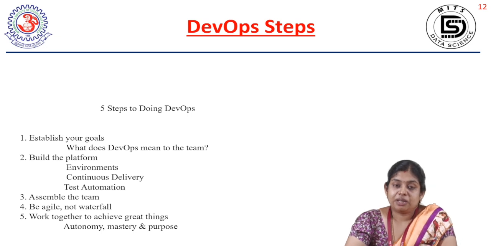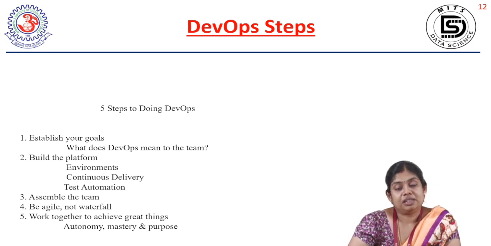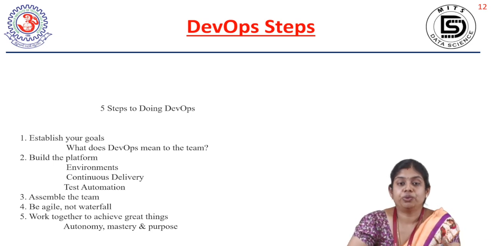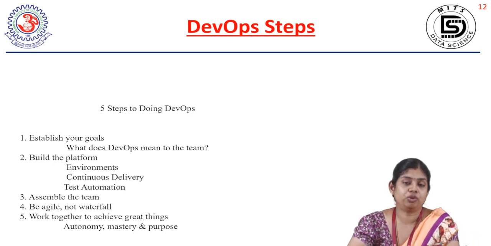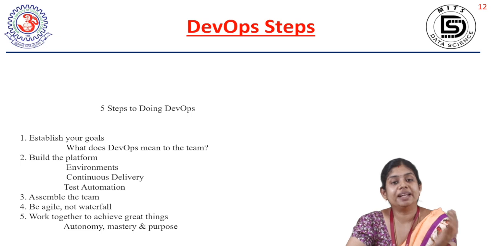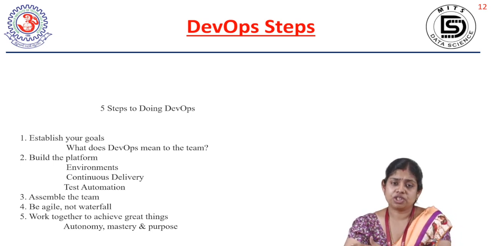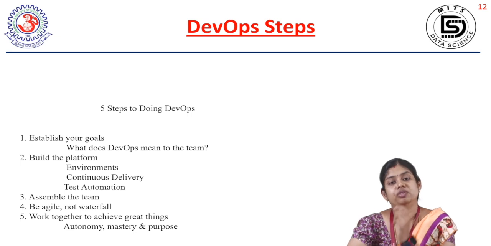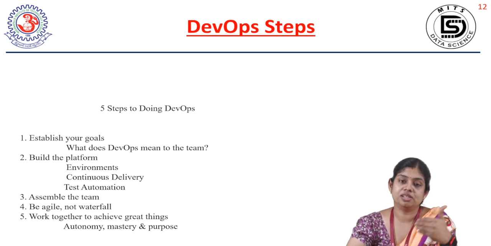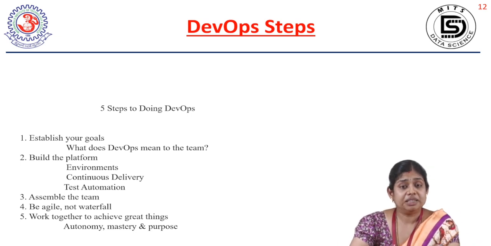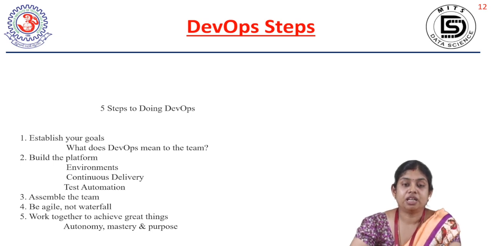So you're building the platform, the environments, continuous delivery. In the sense, you're going to build it, you're going to deliver it then and there. If you complete a module, even a small module, you will send that to the testing team. The testing team will send that to the operational team, the pre-production team, and then it will be delivered to the client. So the first client will also be a person who is going to test it from the company side, from the corporate. So this is where testing is done in multiple stages. So assemble the team, be agile and not waterfall.